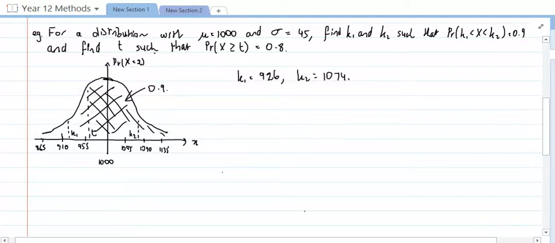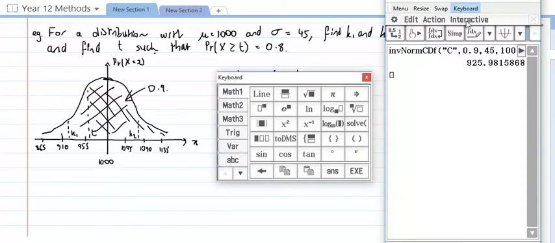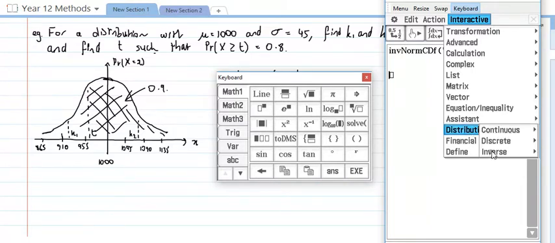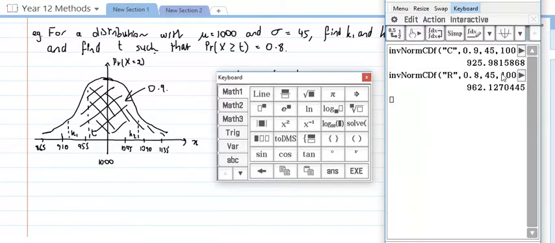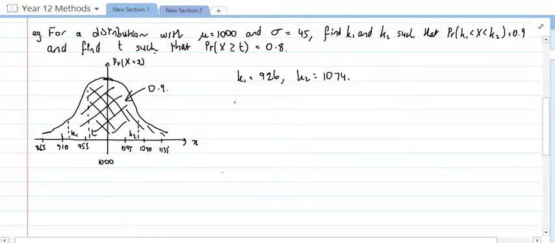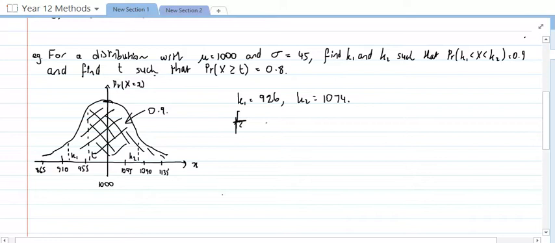So I'm going to do the same thing: go to the calculator, interactive distribution, inverse normal CDF. This time the tail is running off to the right, so the shaded area we will make right, with a probability of 0.8, a standard deviation of 45, and a mean of 1000. And we get 962. So again, it looks about right based on what I've done here. So t equals 962.